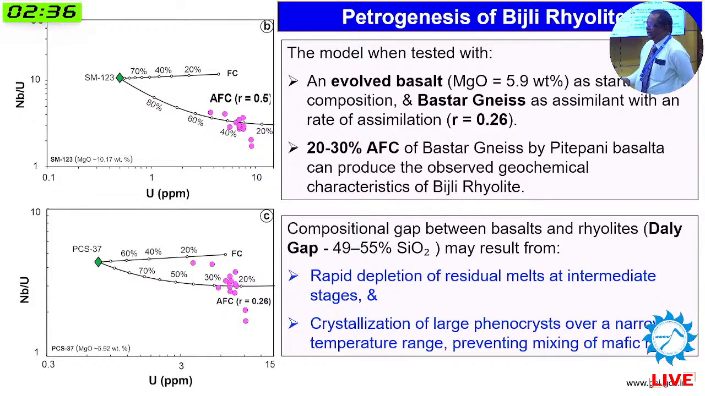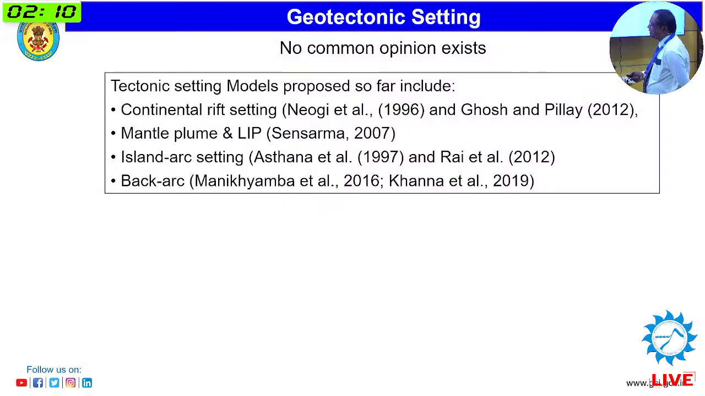Then we have tried it with a slightly evolved basalt with MgO around 6%, and we could see that most of the composition of the rhyolite can be achieved by 20 to 30% assimilation of the NCESS, at a rate of 0.26, which is more or less acceptable. So there is a possibility.